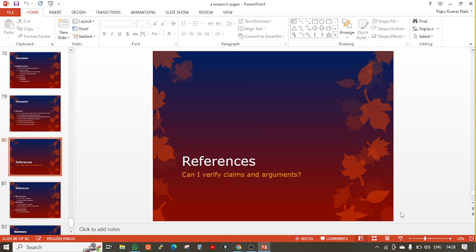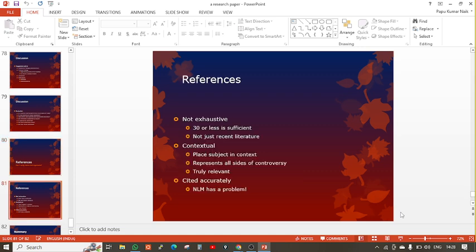After the discussion we have to write the references, where one can verify claims and arguments. Whatever citations you make can be clearly mentioned in the reference section. In the reference section, the numbering is already known, and there are different formats for reference sections. We already studied different reference and citation tools, for example Mendeley and EndNote.